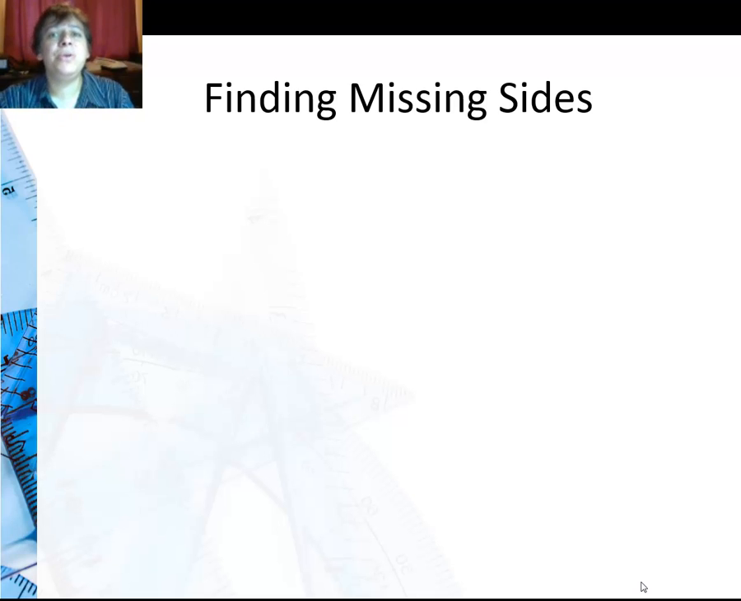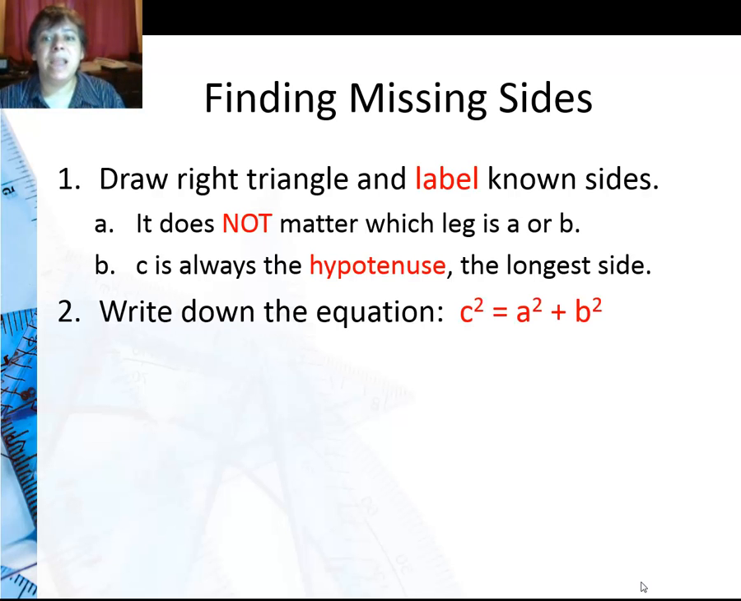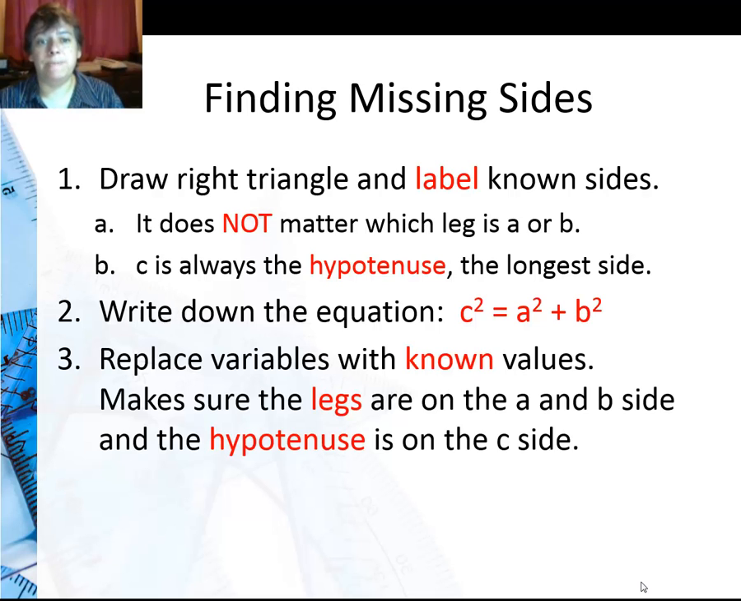Now, the main thing that you're going to be doing with the theorem is finding missing sides. To do that, first draw a right triangle and label the known sides. It does not matter which leg is A or B. C is always the hypotenuse. It's going to be the longest side. Now you write down your equation. C squared equals A squared plus B squared.